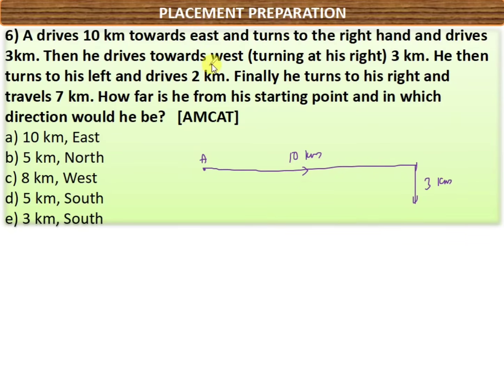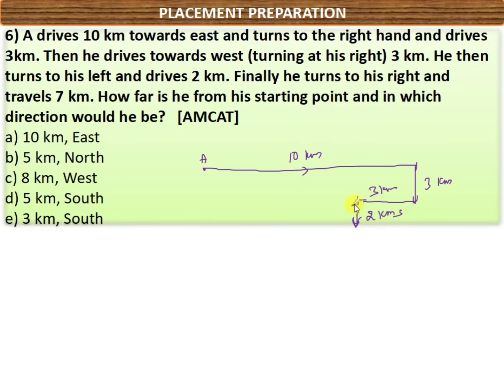Then he drives towards west by turning towards right. Towards west means obviously left side, this side. So how many kilometers? Again 3 kilometers. This is 3, this is also 3. Next. Then he turns to his left and drives 2 kilometers. From here left means downside. How much? 2 kilometers.